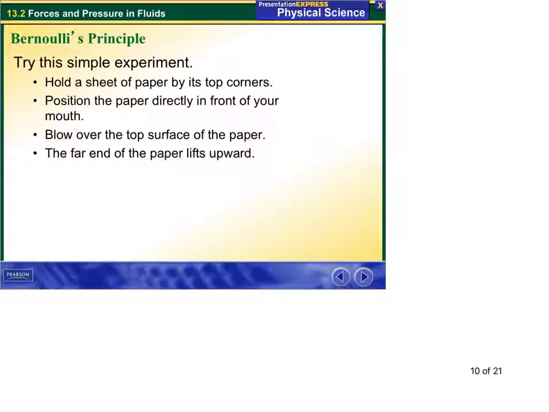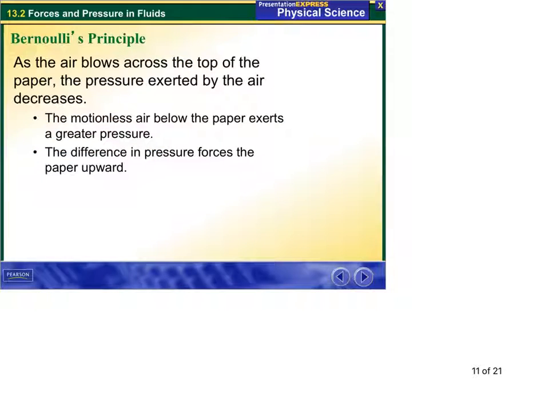Simple little experiment you can try. Hold a sheet of paper by its top corners, and position the paper directly in front of your mouth. Blow over the top surface of the paper, and the far end of the paper should lift upward. Example of Bernoulli's principle.